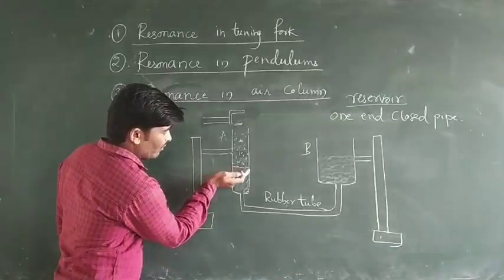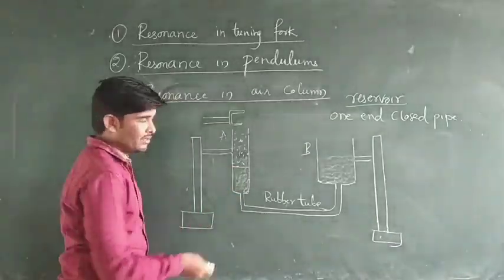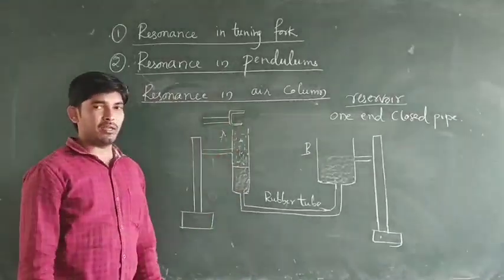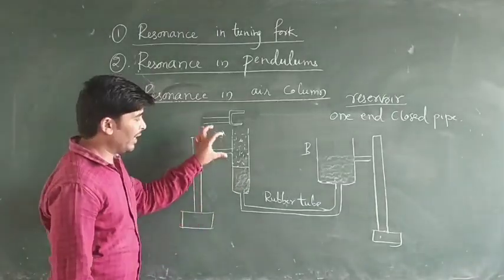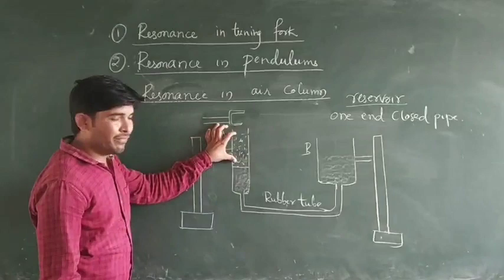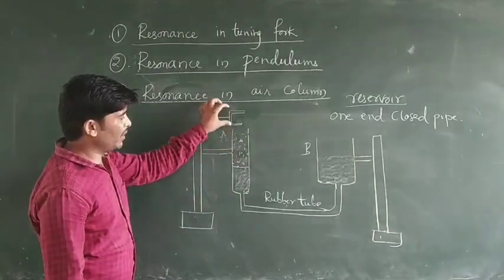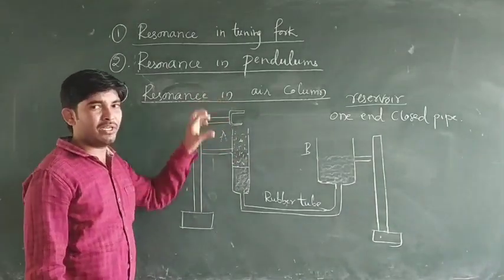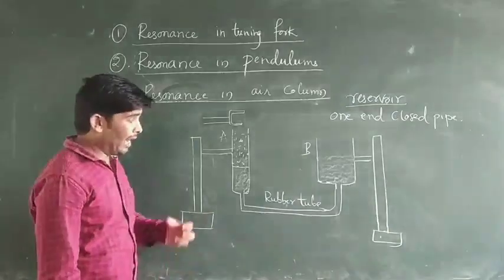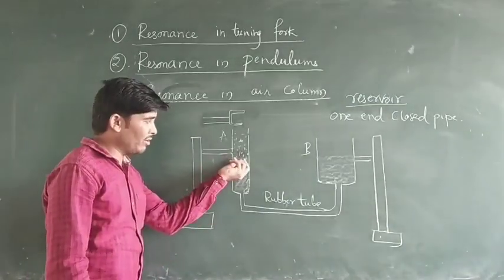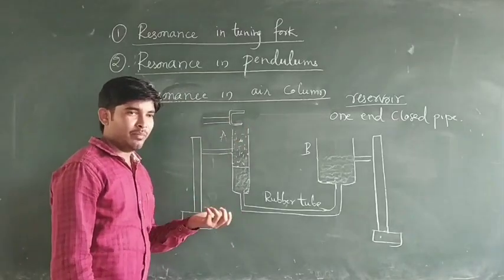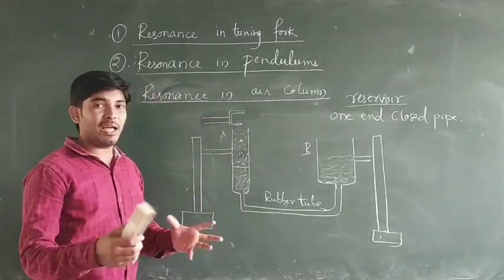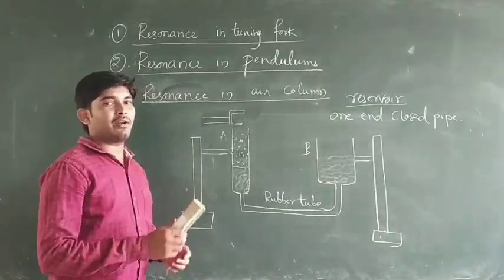So as the level of water in tube A decreases, the length of the air column increases. At a certain level of water, the frequency of the air column becomes exactly equal to the frequency of the tuning fork. Then at that time, when the frequency of the air column becomes equal to the frequency of the tuning fork, they start to vibrate with a larger amplitude under resonance.